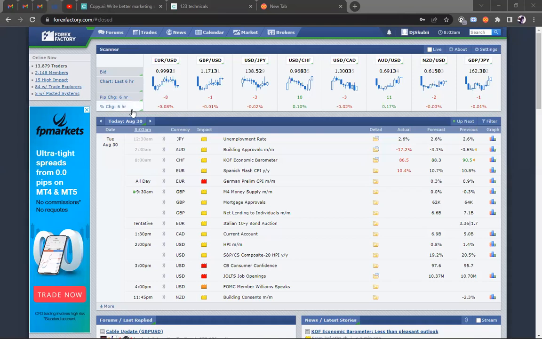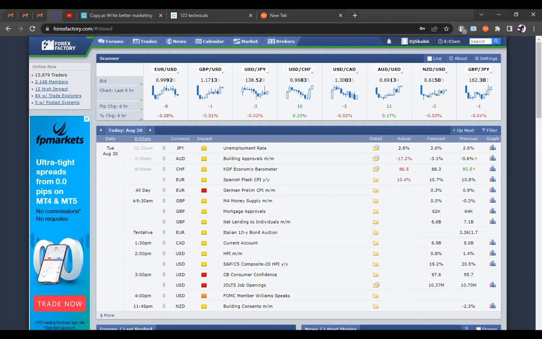Fundamentals today: we have a bunch of low impact news. Then we have the Euro news, the German trading CPI, which is high impact news, and then we have something by 3 p.m. on the USD too. It looks like there's going to be a whole lot of volatility in the market today, so let's watch out. Let's jump on our charts and see what we can grab.